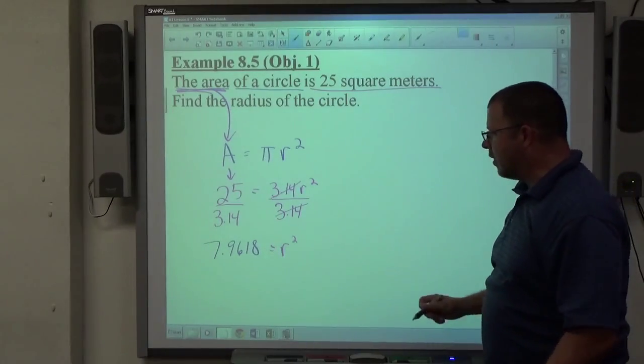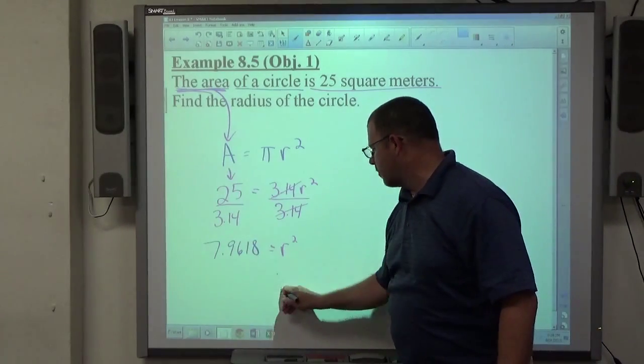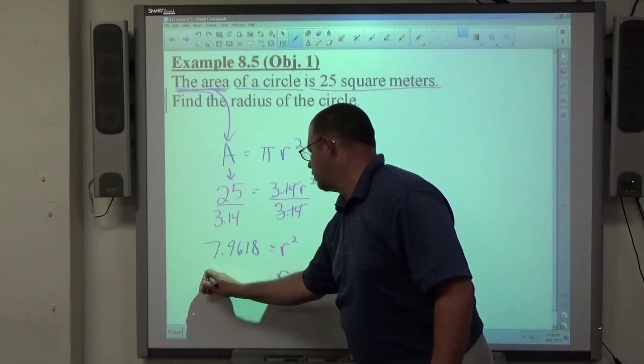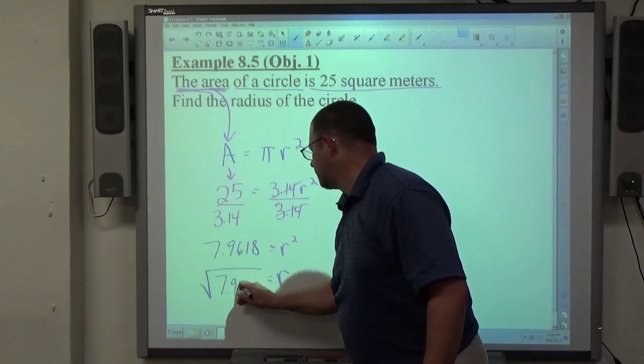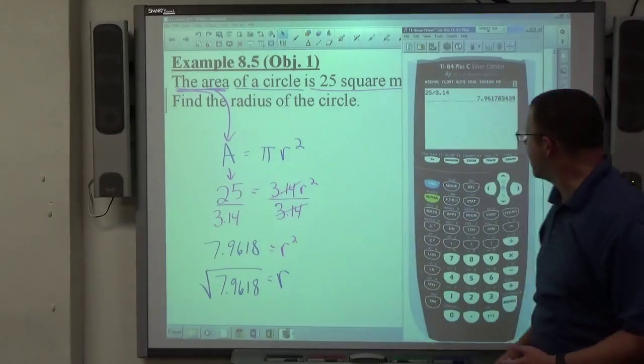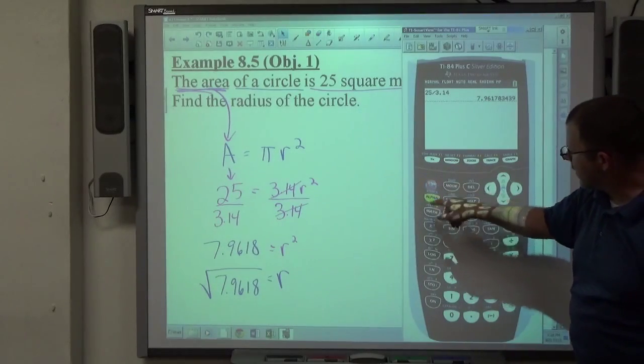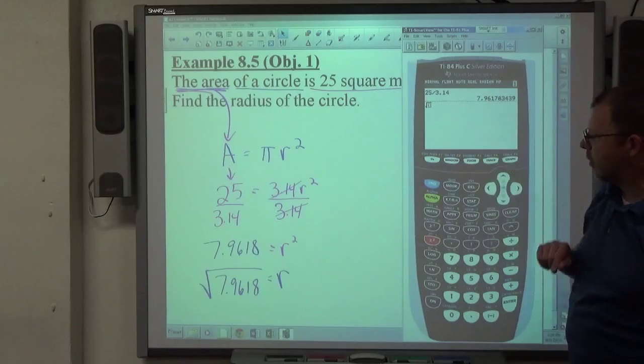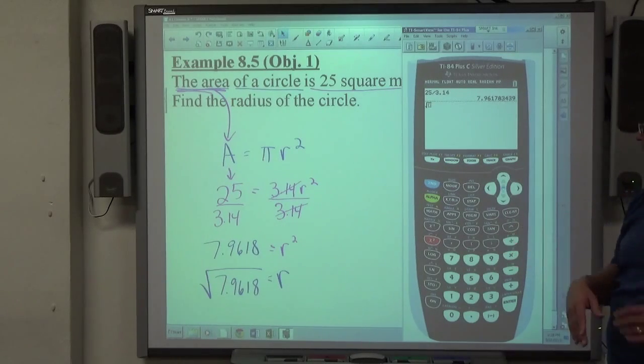Now, my job is to find the radius, so if r squared equals that number, r has to equal the square root of that number. And once again, that's a number I wouldn't know just right off the top of my head. So I'm going to use my calculator again. So I hit second, x squared. That gets me the square root key on my calculator. Most calculators work that way.